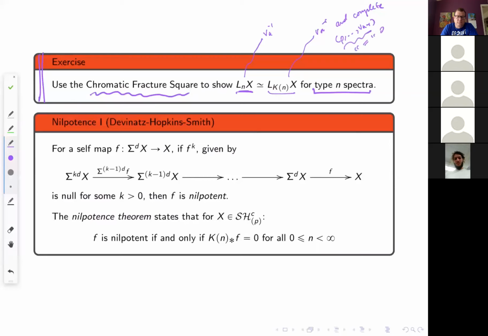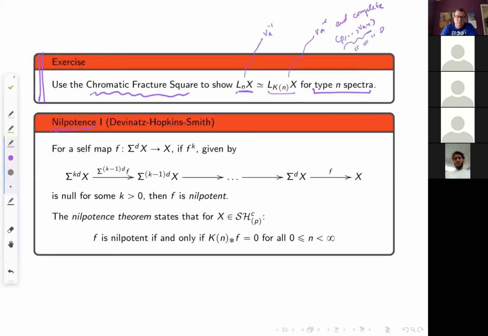One of the big theorems of the field, and note I'm doing things out of order: the nilpotence theorem I'm about to state comes before the theorems I stated on the previous page, but for presentation I chose this order.